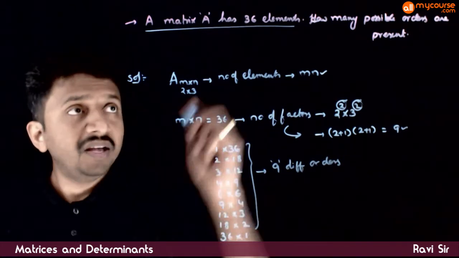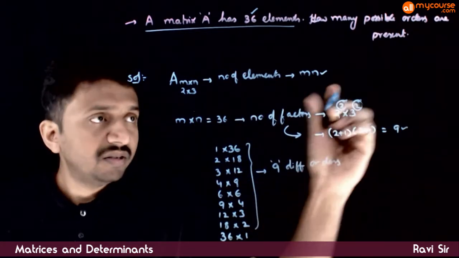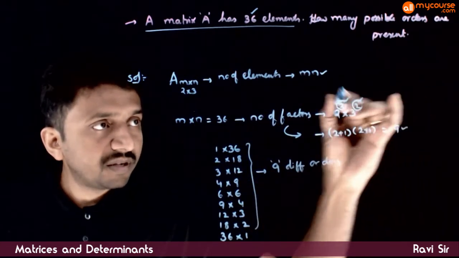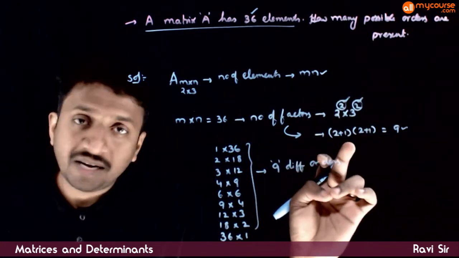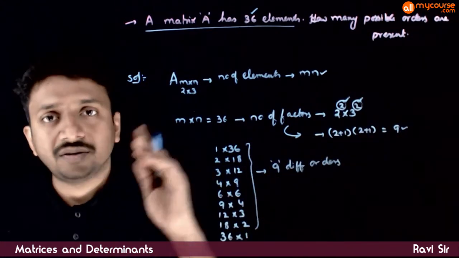So next time, if you're given a different number, do the prime factorization. Whatever powers you have, add 1 to them and multiply, you get a number. So this number will be the answer to this question.